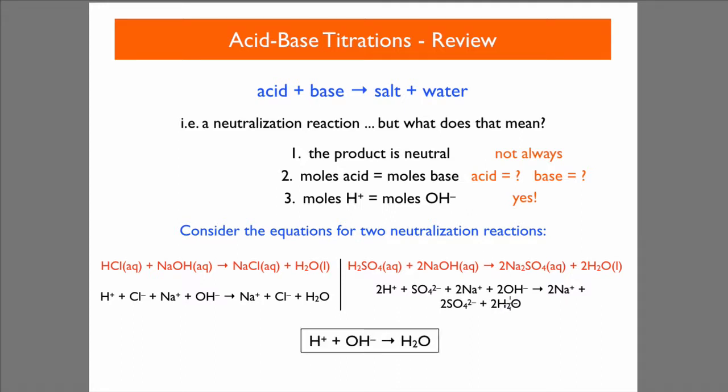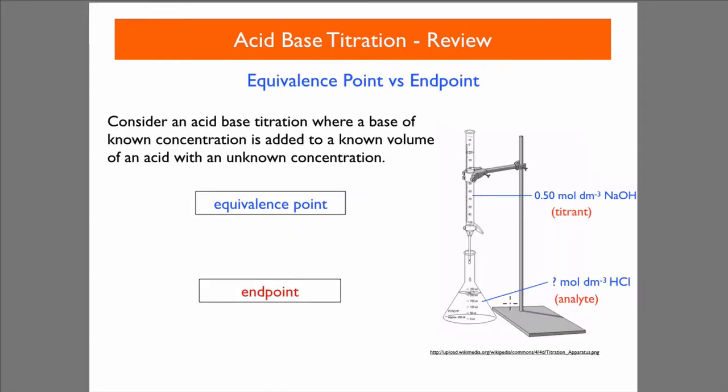So a neutralization reaction is cancelling out those hydrogen ions and hydroxide ions to give water. And if it is a strong acid and strong base, you would get a neutral solution with equal moles of hydrogen ions and equal moles of hydroxide ions.